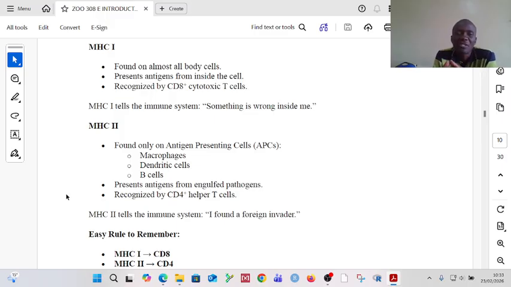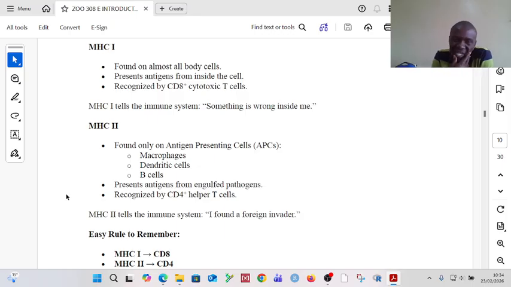What these do mostly is to engulf. Engulfing is surrounding a pathogen, swallowing that pathogen. Once the pathogen is engulfed, then antigens from that pathogen will now be displayed. Okay, will now be displayed because the pathogen has now been engulfed, has now been swallowed. So the MHC class 2 is mostly recognized by the CD4 helper T cells.